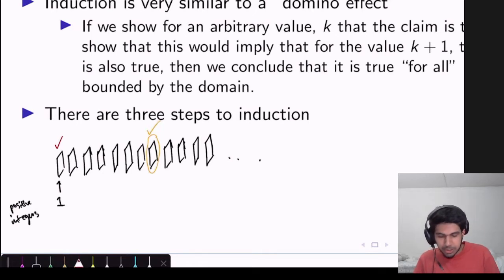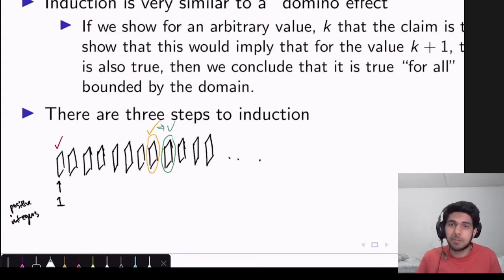And what we want to show is that this orange domino being true causes this green domino to also be true. So there's an implication here. If that's the case, then we can conclude it's true for all positive integers. Because if assuming this to be true makes this one true, then we can assume this domino to be true, and then conclude that the one that follows it must also be true.